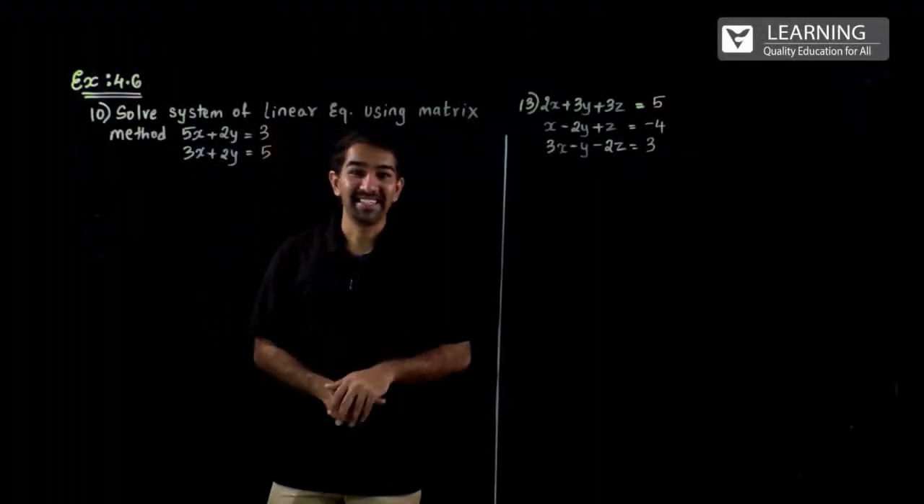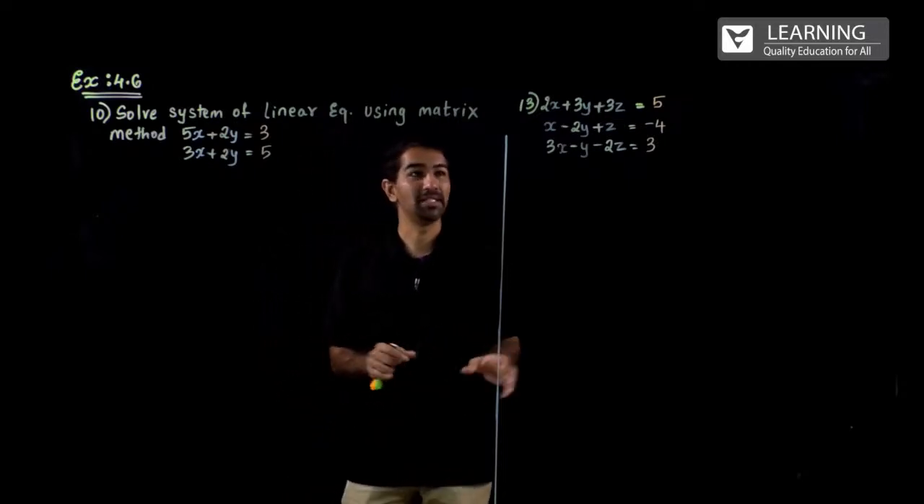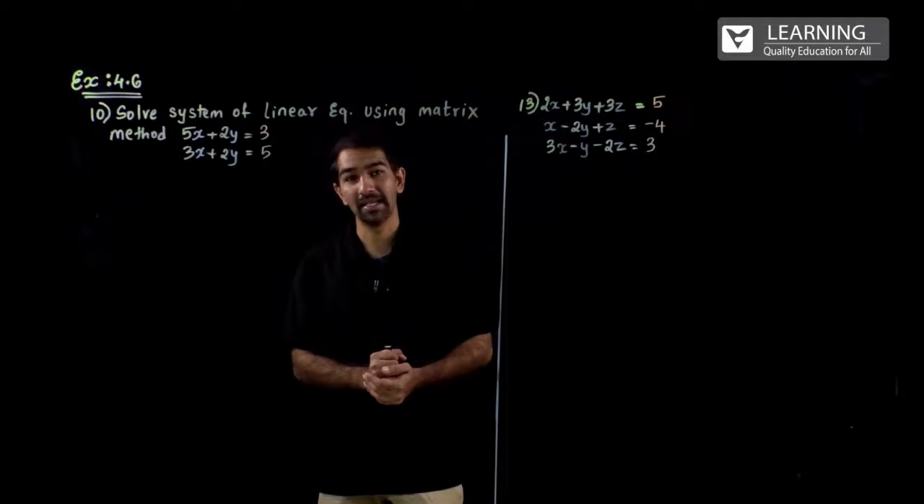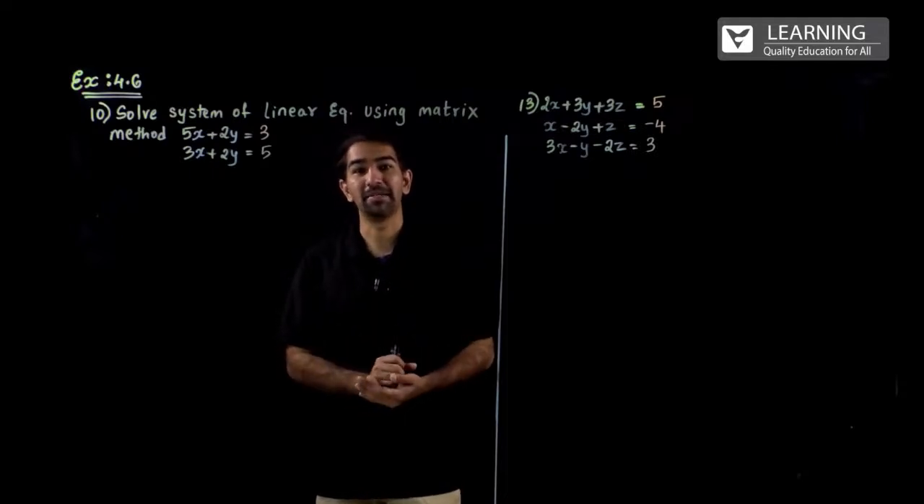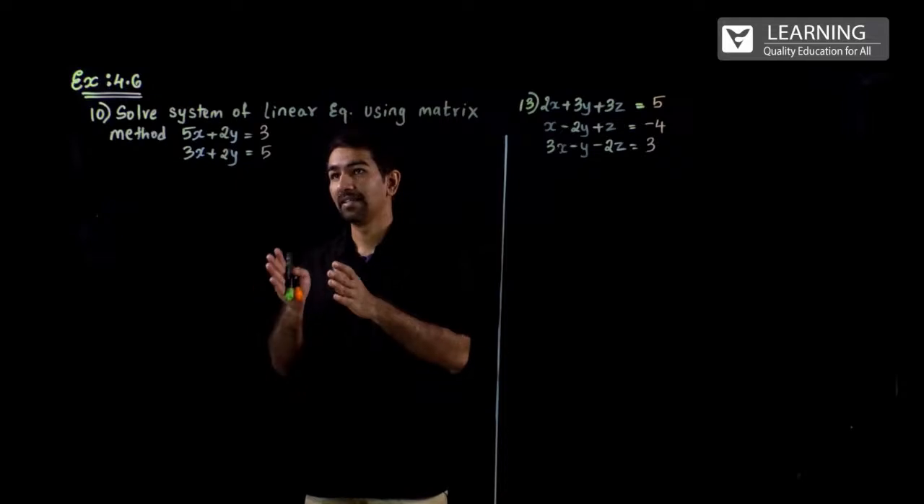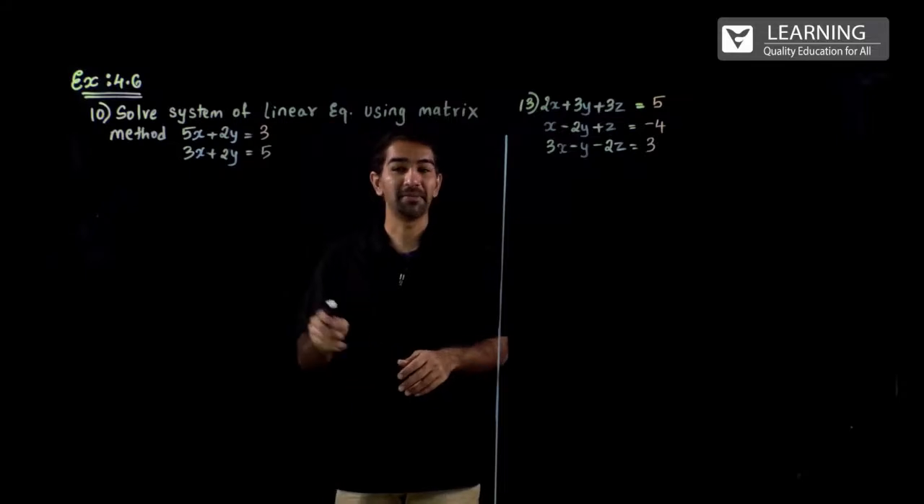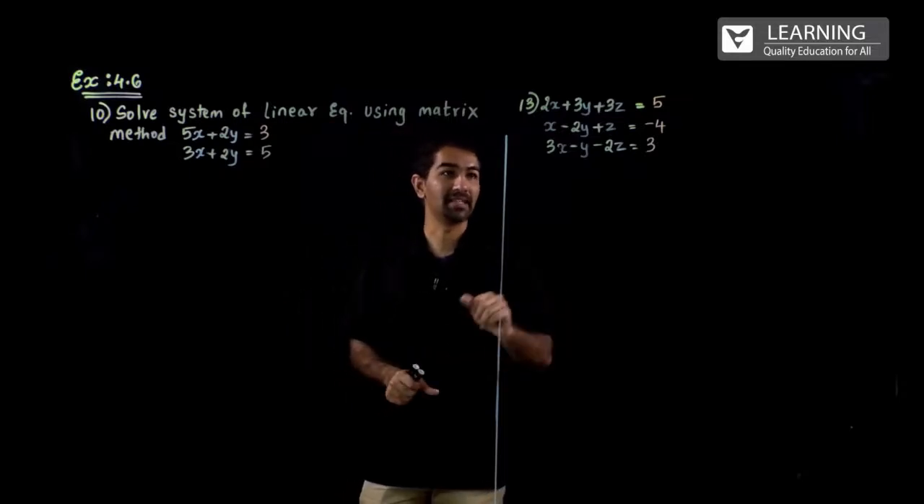Starting with the next exercise, exercise 4.6. So students, why did we learn determinants? These are the applications of determinants. Where are determinants used? Determinants are used to solve systems of linear equations like this and like this.